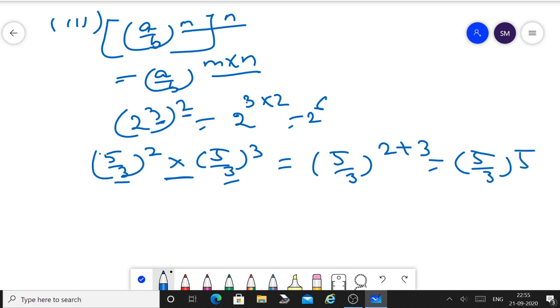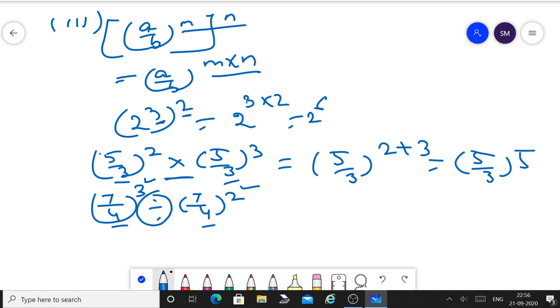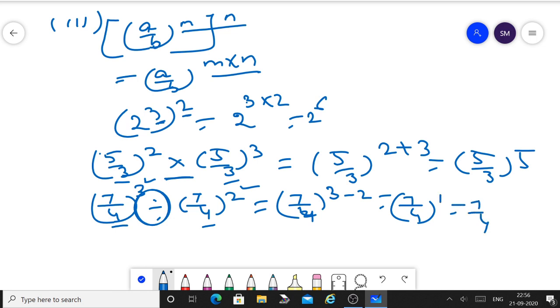When there is a division sign, suppose 7 upon 4 to the power 3 divided by 7 upon 4 to the power 2. Here the bases are the same, 7 upon 4, the exponents 3 and 2. And what sign is this? This is a division sign. Recall the rule of division. Then what? The exponents are subtracted, m minus n. 3 minus 2. What is this? This is 7 upon 4 to the power 1, means 7 upon 4.